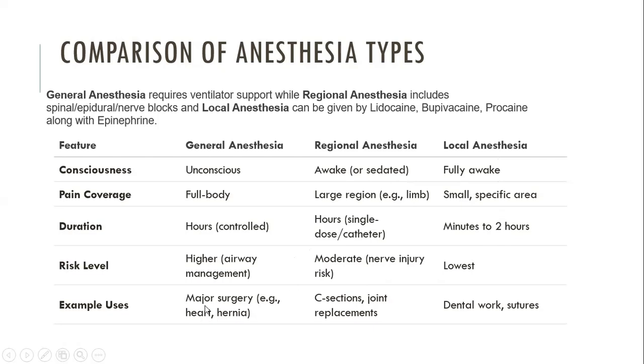So, where these anesthesias are basically used: general anesthesia is used in major surgeries like heart surgery and hernia repairs. Regional anesthesia we commonly use for C-sections and joint replacements, and local anesthesia for dental work, sutures, or any kind of local lipoma removal, abscess removal, or anything else that requires local anesthesia.